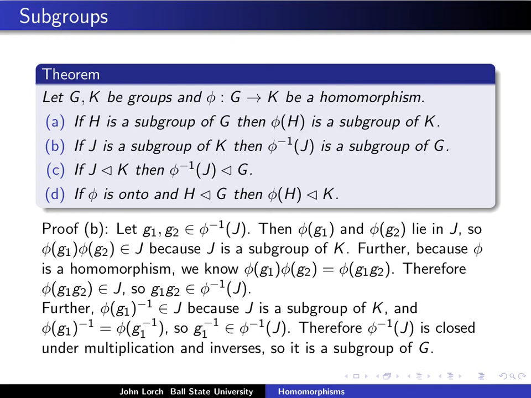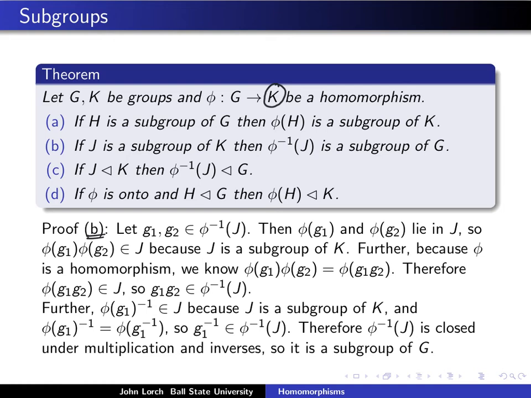Well, we'll prove one part of this theorem. We'll look here at part B. So we're starting with a subgroup J of K. J lives over here in K, and we're going to consider the inverse image, phi inverse of J, that lives back in G, and we want to show that it is a subgroup of G. So how do we do that?